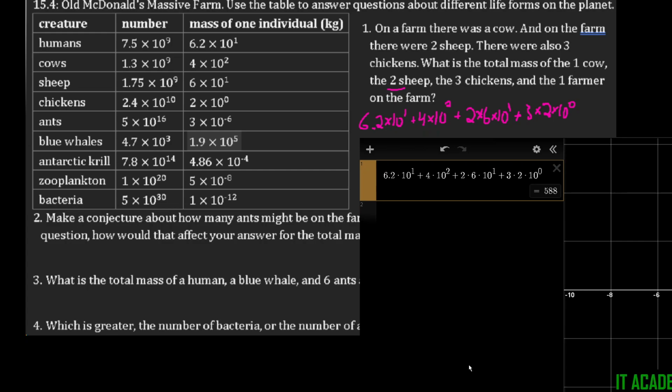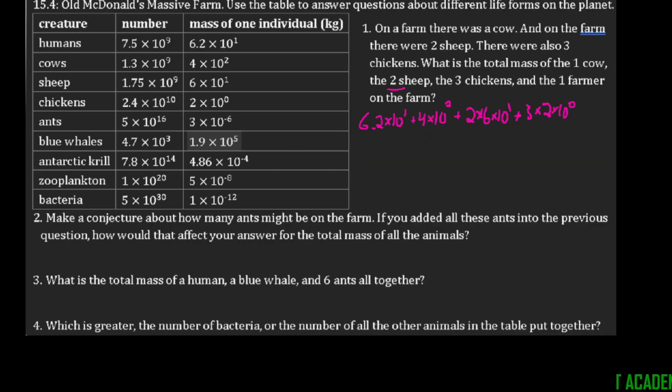So all together we're going to add those weights, or masses I should say, and we're going to get 588. So that one we can just put 588, which I will write right here. So all those added together, 588 kilograms.